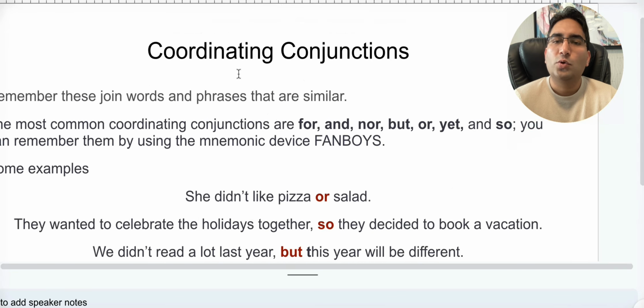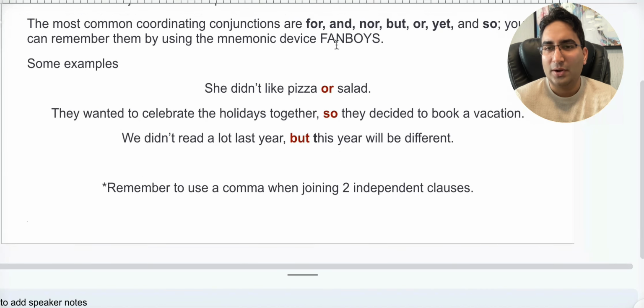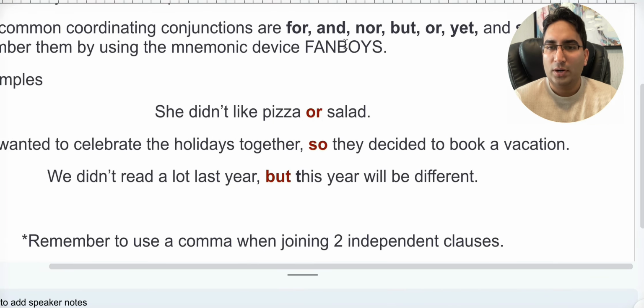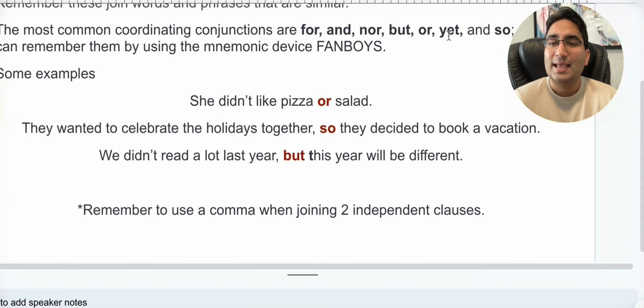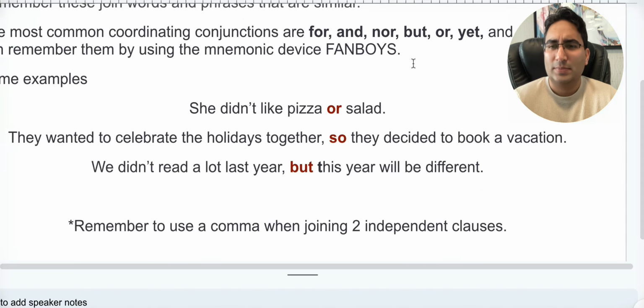We're going to start with coordinating conjunctions. In this case, we have words like, actually, let me show you right here. We have words like for, and, nor, but, or, yet, and then there's so. These are some words you can use when you have two parts of a story which are slightly different and you want to connect them together. I'll show you some examples.